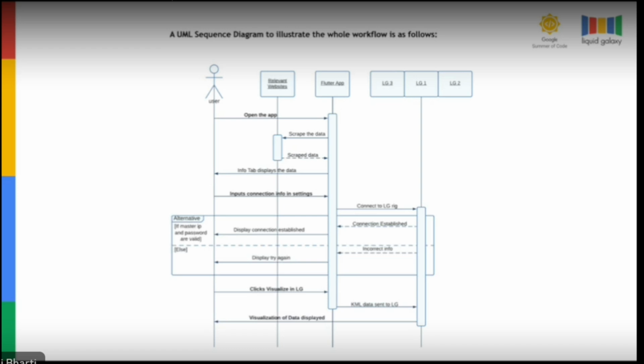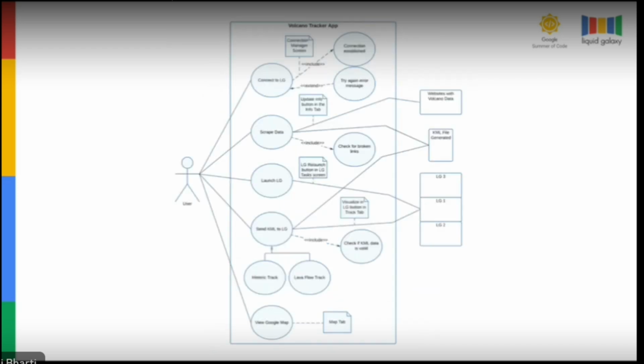If something is incorrect, then how it will display a try again message, and how it will click on visualize, then that KML data would be sent, then it will be displayed back to the user. So it is showing a sequence that if I do this, this will happen, which will make this happen, and on the back result from the Liquid Galaxy, the user will see this. This is one of the key ways how you have to describe your workflow, how you have to make your workflow, how you have to understand the data representation.